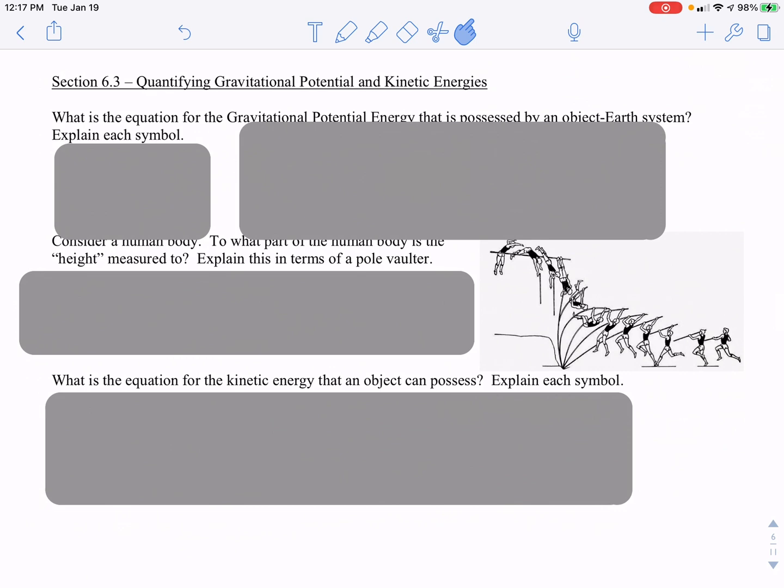Section 6.3, quantifying gravitational and kinetic energies. What is the symbol for gravitational potential energy that is possessed by an object-Earth system? Well, the equation we use is U sub G equals mgh.